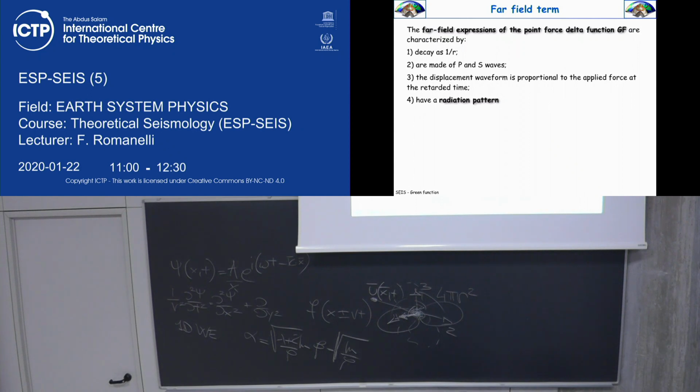Let's first consider what we were waiting for. So we invited friends for dinner. There we are. The far field term is made by either a P or an S wave. Good. It's decaying as 1 over R. Good. It's a spherical wave. The source time function at the source will arrive at the receiver. Good. It's homogeneous and so on, so no dispersion. It has a radiation pattern.